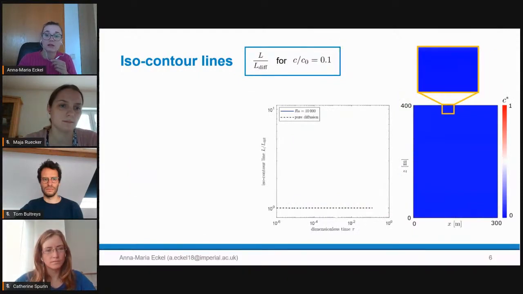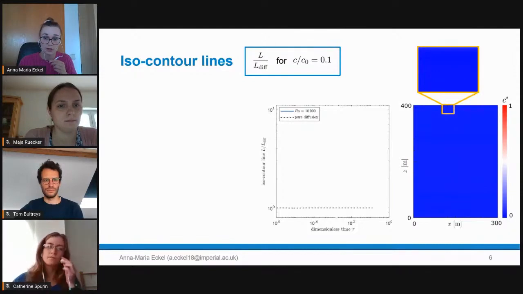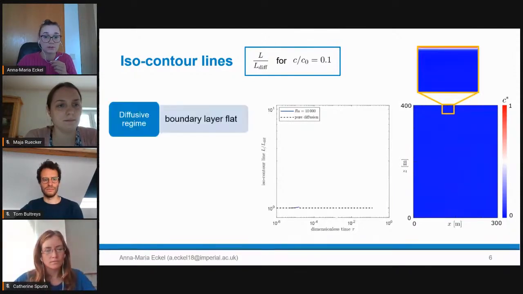We start with the results of the isocontour lines. On the right, we see the concentration distribution at Rayleigh number 10,000, and it is zoomed into a section right underneath the top boundary. The graph is showing the isocontour lines versus the time, and in a purely diffusive case, the isocontour stays constant over time. At first, the boundary layer remains flat, and the isocontour coincides with that of a purely diffusive system.